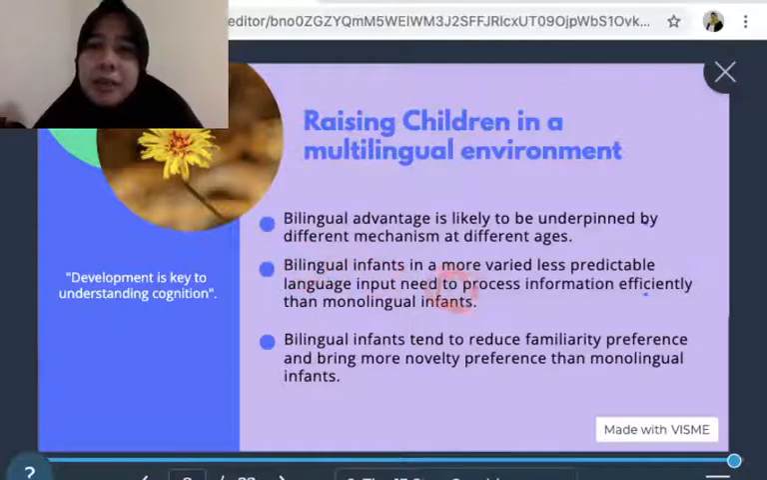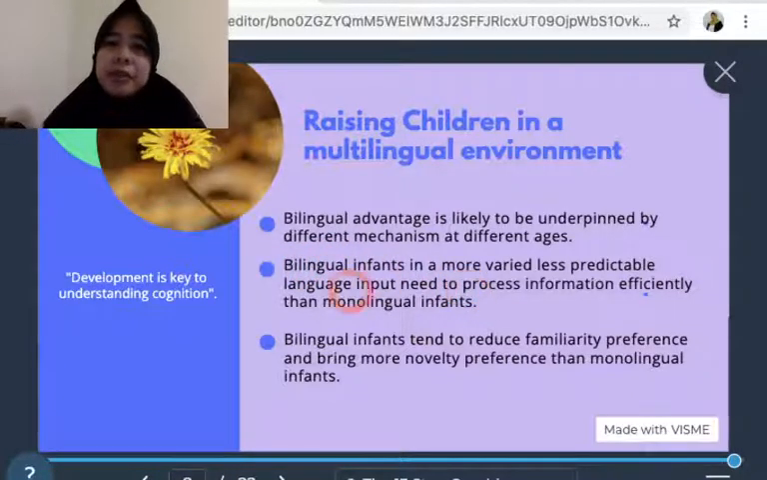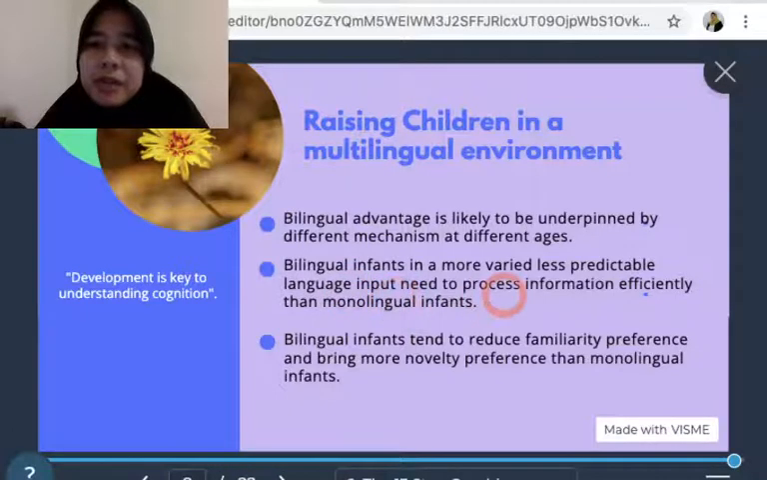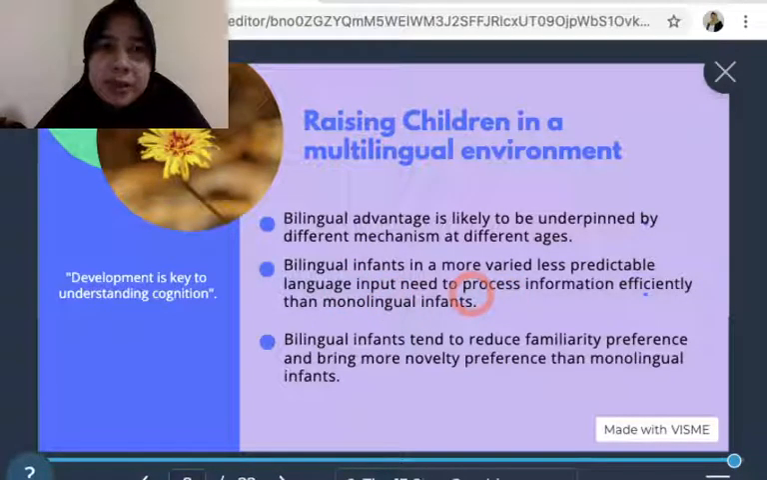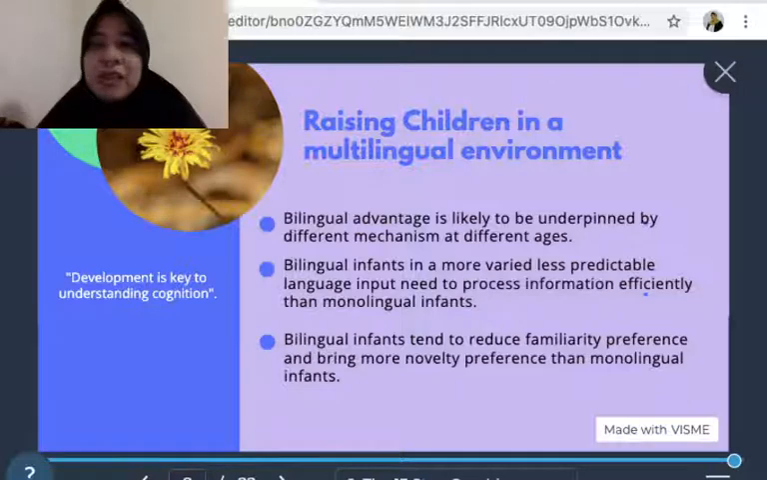Bilingual infants, in more varied, less predictable language input, need to process information more efficiently than monolingual infants. This is related to what Bo Kristen said in our second meeting: even though bilingual infants were raised in a bilingual situation, they cannot actually differentiate between the two languages. So it means they need more time to process information efficiently than monolingual infants.